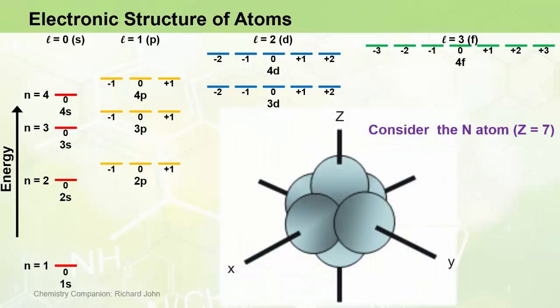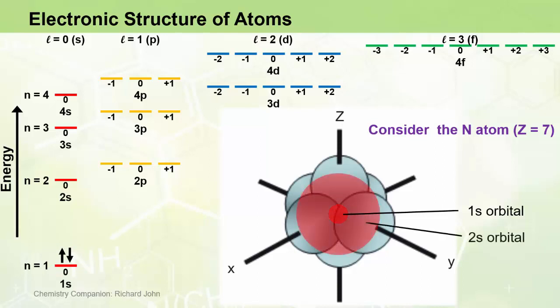If we now consider a multi-electron atom, such as nitrogen, which has 7 electrons in its electron cloud, the reality is that only 2 electrons can exist in the 1s orbital, and we can represent those 2 electrons by placing 2 arrows in the 1s orbital over on the left-hand side in the orbital diagram. A further 2 electrons, and only 2 electrons, can exist in the 2s orbital, and we can represent that by placing 2 arrows representing 2 electrons in the 2s orbital of the orbital diagram on the left.